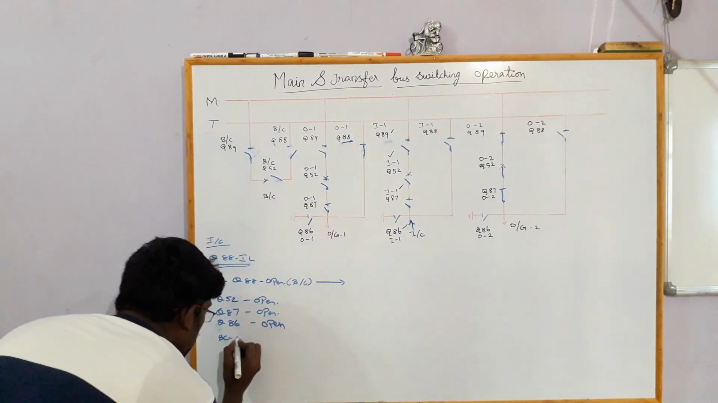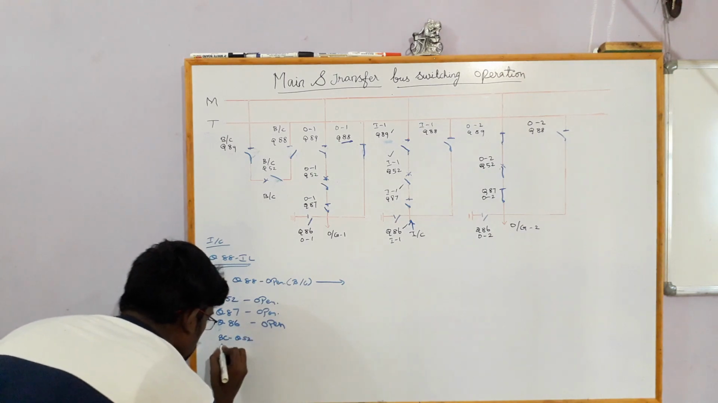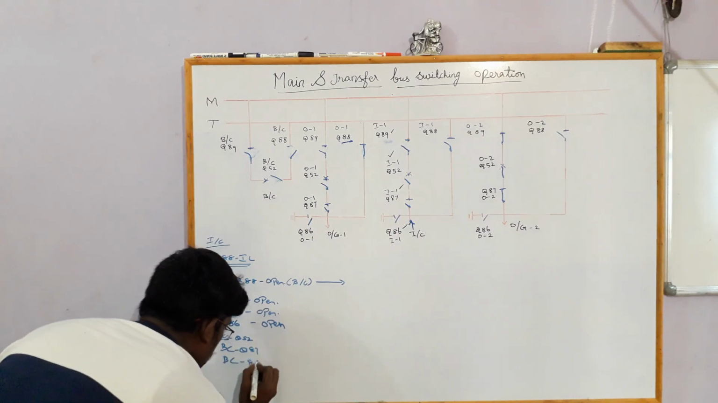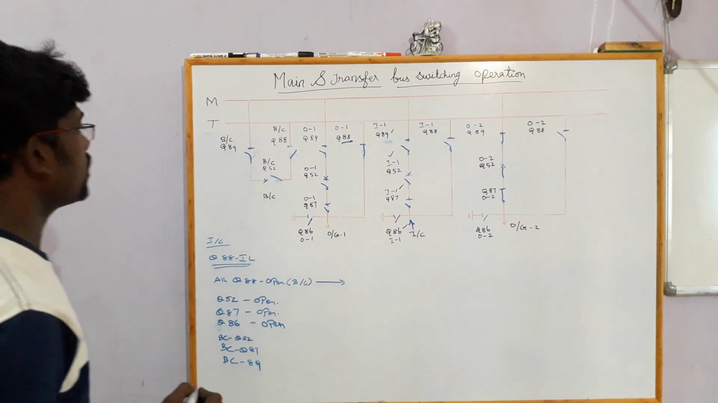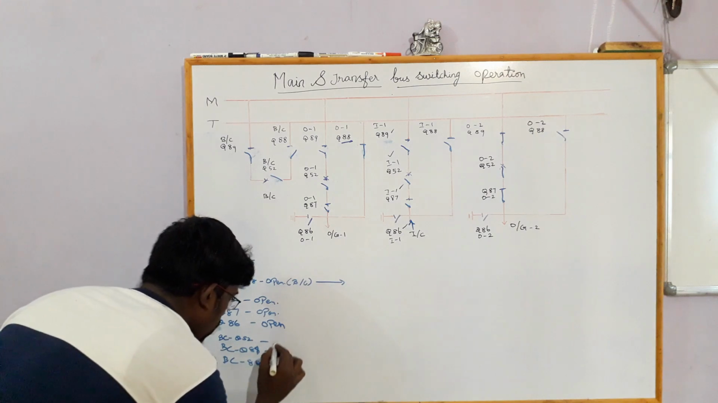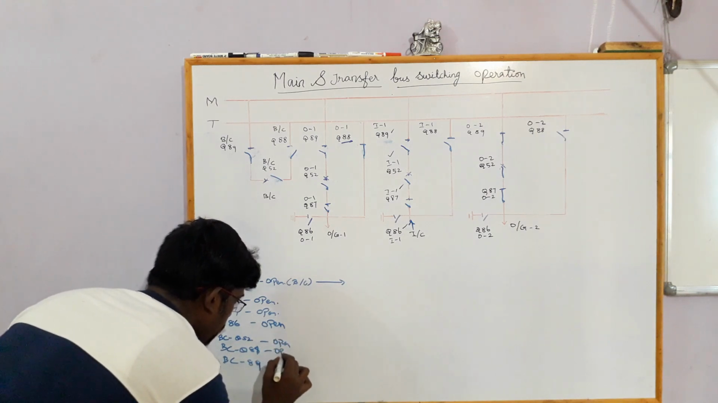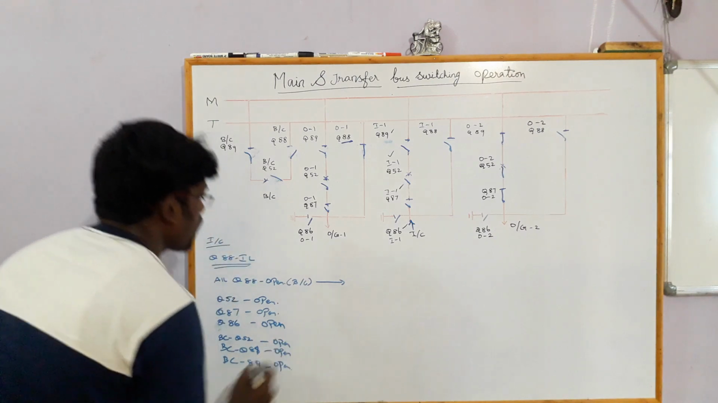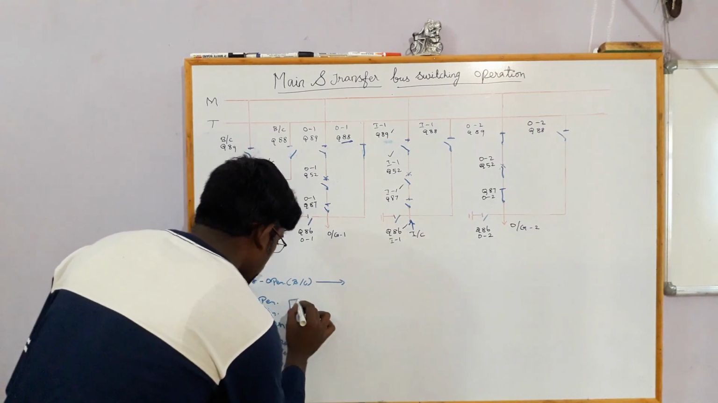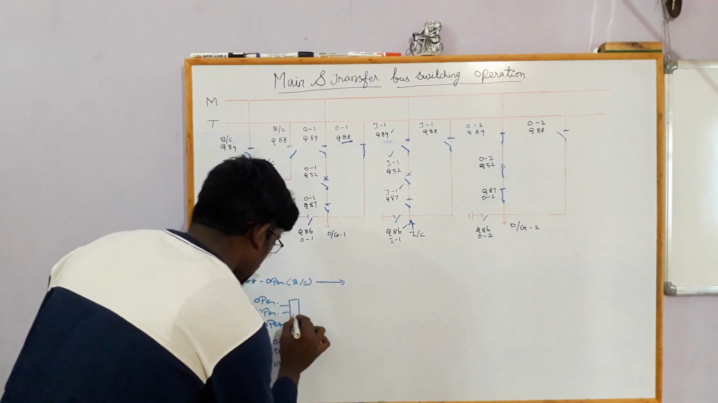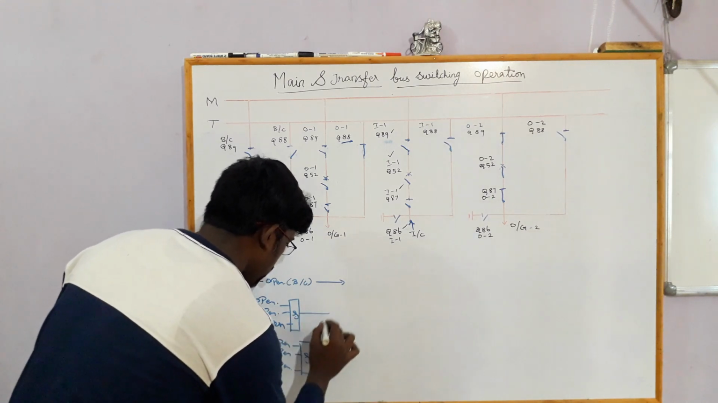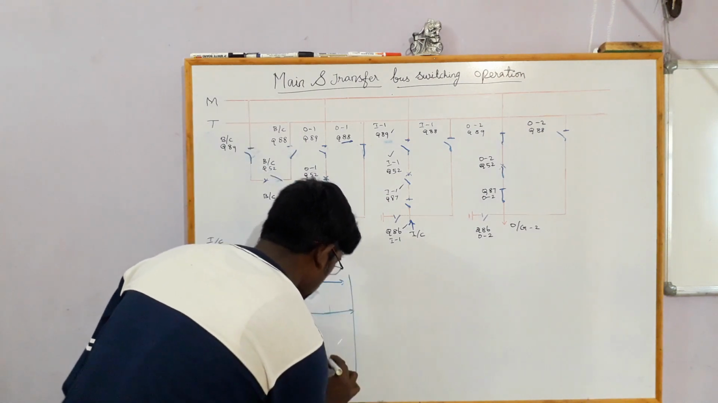This bus coupler Q52, bus coupler Q87, bus coupler Q89, bus coupler Q88. These 3 should be open. These 3 have to be open, and this should be in AND. These 3 should be in AND, and we have to take this also in AND. We have to take all this in AND.